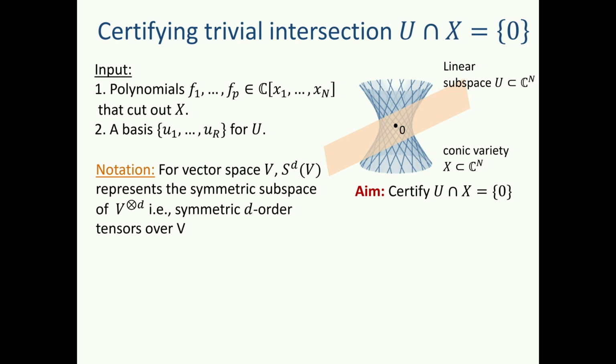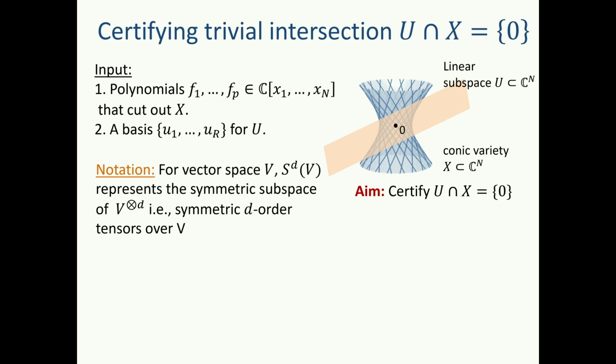Okay, good. So just a reminder, we are given your variety in terms of these polynomials that cut out the variety, and you're given a basis for the subspace. Just one bit of notation. We'll think of the symmetric lifting: given a vector space V, S^D of V is going to represent all symmetric tensors on that subspace. It's just a symmetric lifting of this subspace. It's just all symmetric tensors that can be defined over the subspace.